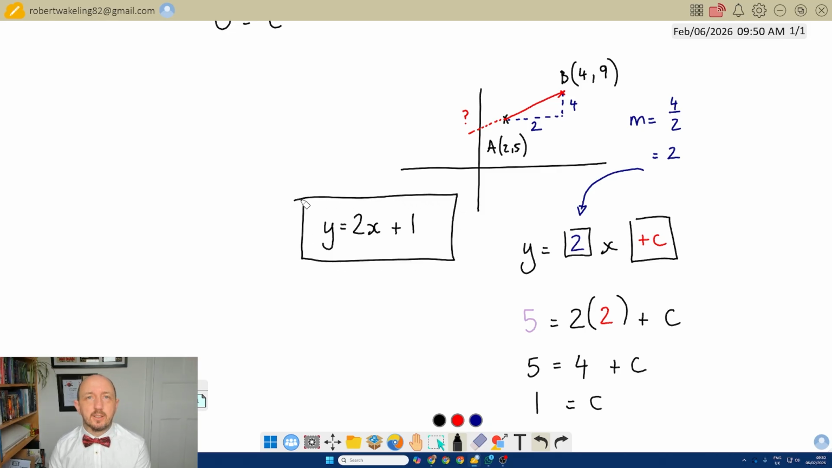Okay, so this is a very common question where you're trying to find the gradient, and then you can use one of the coordinates to find the y-intercept and therefore the final equation of the line.